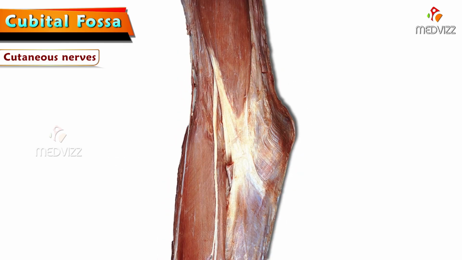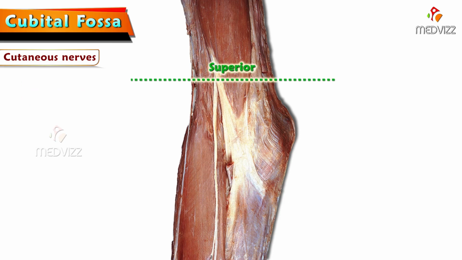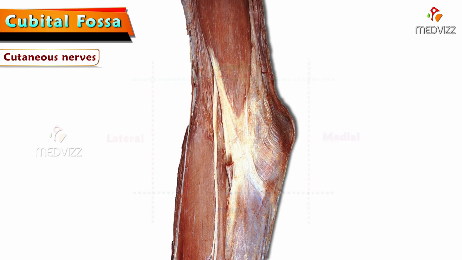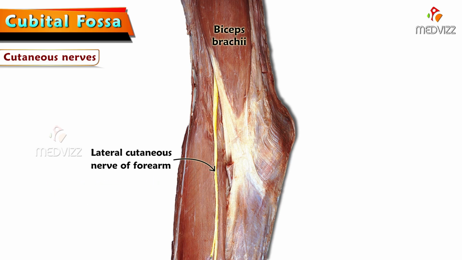So this is image of the same specimen after removing superficial fascia and veins to expose bicipital aponeurosis and lateral cutaneous nerve of forearm. So here is the superior, inferior, medial, lateral cutaneous nerve of forearm. So we can see clearly lateral cutaneous nerve of forearm, which becomes superficial after crossing biceps brachii. So the tendon and aponeurosis of biceps brachii are seen clearly here. Tendon of biceps, aponeurosis of biceps.